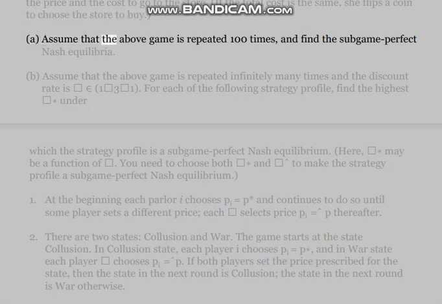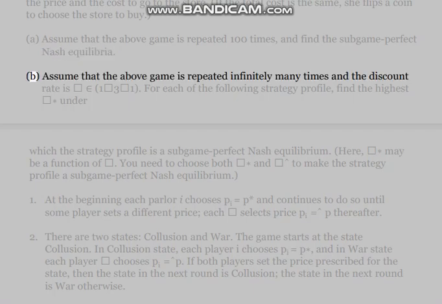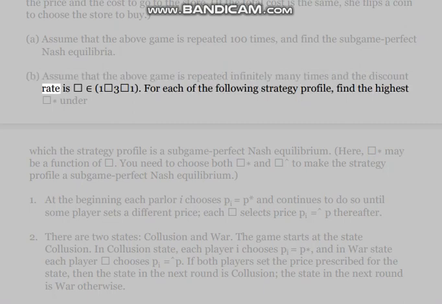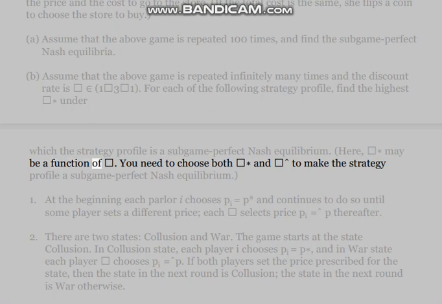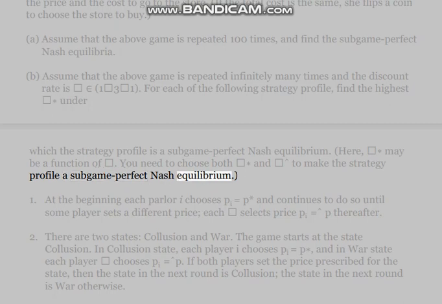A. Assume that the above game is repeated 100 times and find the subgame perfect Nash equilibria. B. Assume that the above game is repeated infinitely many times and the discount rate is delta. For each of the following strategy profiles, find the highest delta under which the strategy profile is a subgame perfect Nash equilibrium. Here p may be a function of delta. You need to choose both p and delta to make the strategy profile a subgame perfect Nash equilibrium.